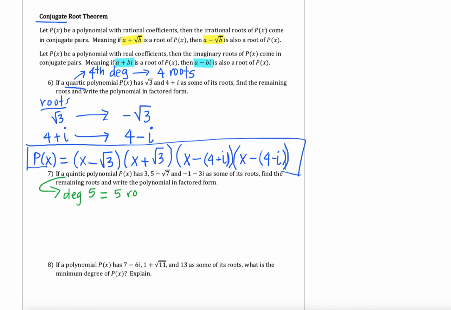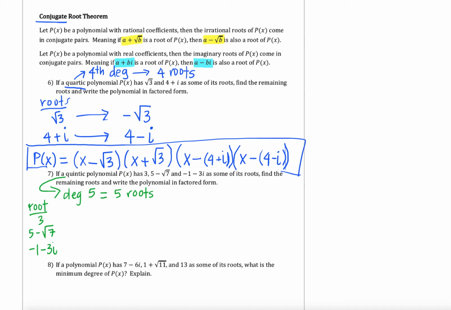5 roots then. How many roots are we given? So in this example, we are given 3 roots so far. So the roots that we have are 3, we have 5 minus the square root of 7, and lastly we have negative 1 minus 3i.